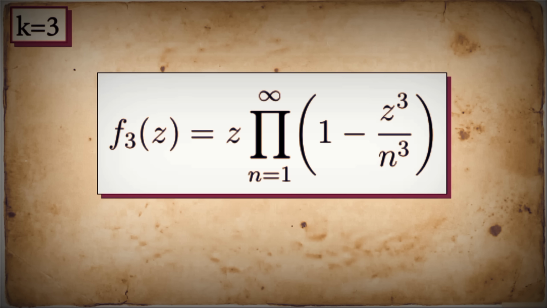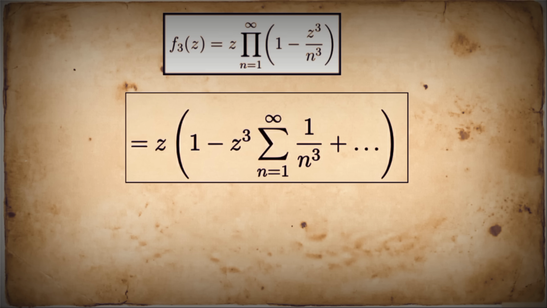Now k equal to 3. Define the function as z times the product over positive n of 1 minus z cubed over n cubed. The product expansion gives a coefficient of z to the fourth equal to the negative of the sum of 1 over n cubed, which is zeta of 3.